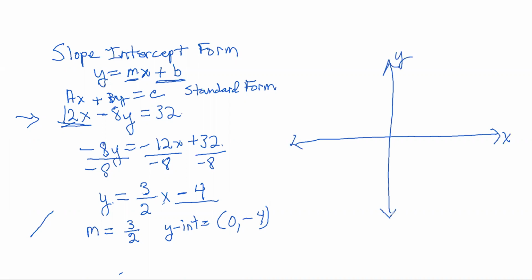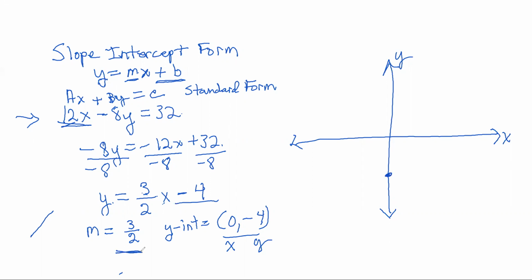So first, I'm going to start at the origin. I'm going to use my y-intercept point to graph first. So I start at the origin. I don't go left or right because my x is 0. And then I'm going to do my y. Well, I'm going to go down because it's negative, and I'm going to go down 4. 1, 2, 3, 4. There's my point.